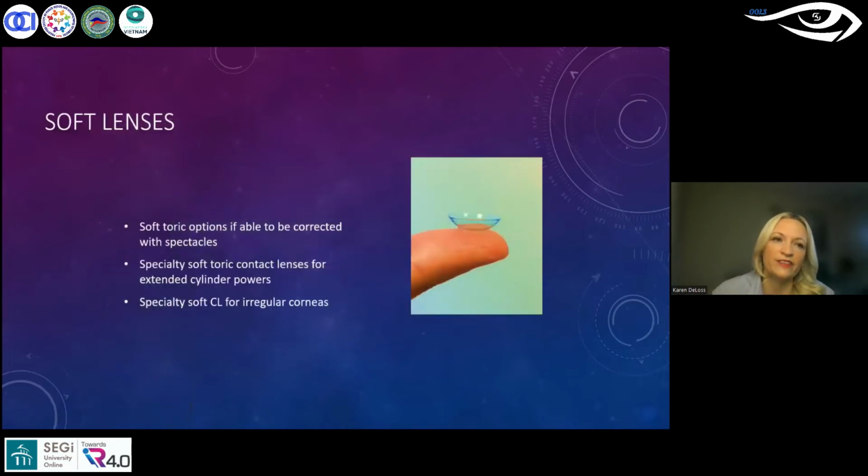So again, soft lenses are there. You can use them for keratoconus. You don't have to fit the patients in a gas permeable lens. You do not have to fit them in a scleral lens. There are so many toric options. I personally have a lot of astigmatism, so that's actually nice because I can explain to my patients how they see and relate to them. There are certainly extended range soft toric lenses that are now widely available in the XR category. There are also specialty soft contact lenses for the irregular cornea as well.